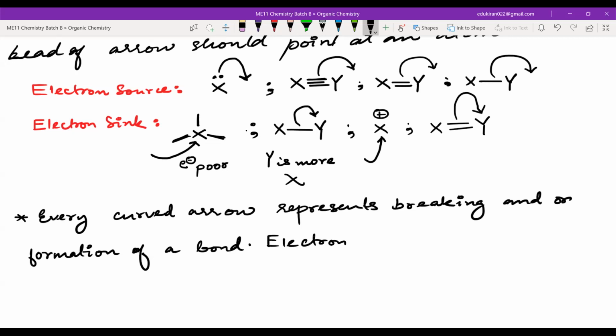Electron doesn't jump from atom to atom. So it should be something related to bond. Either formation of a bond should be taking place, or there should be a breaking of a bond.